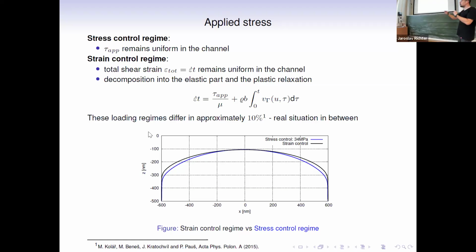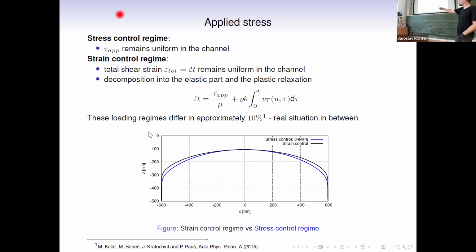Now we have two ways to simulate. In the literature, they are called either the stress control regime or the strain control regime. The stress control regime is very simple, and the dislocation community mostly uses it when dealing with a massive number of dislocations, like clusters of dislocations, because it is easy and convenient. However, it doesn't describe reality so well because it tends to overestimate the real situation.